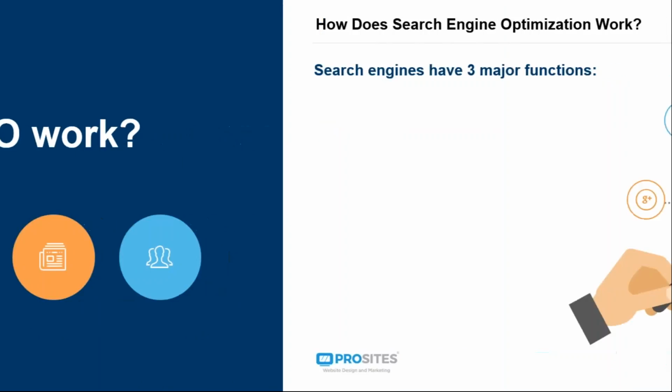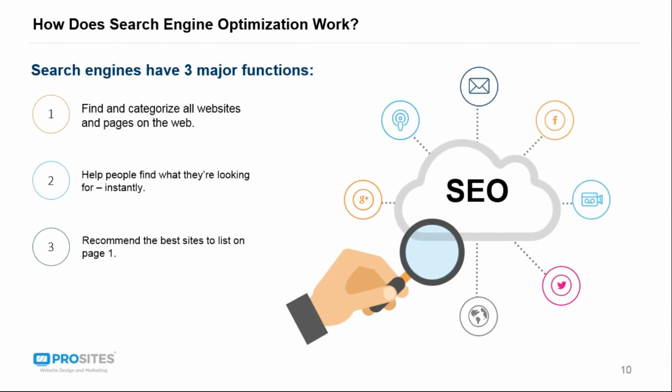Okay, so how does SEO work? Well, before we talk about it, let's break down what search engines do. Search engines have three major functions. The first is that they find and categorize all websites out on the internet and the pages of those websites. Then they save them under specific keywords and return them instantly. And finally, they recommend the best sites according to what's most relevant and authoritative and list them on page 1 from best to worst, or in other words, they rank them.